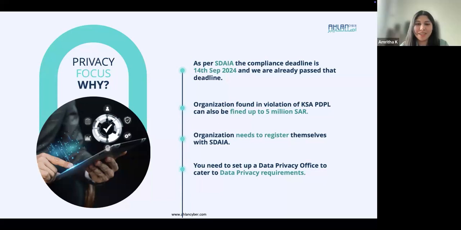Thanks for clarifying this, Smriti. We've been getting a lot of questions about the penalties for non-compliance. So I hope that answers most of the questions.